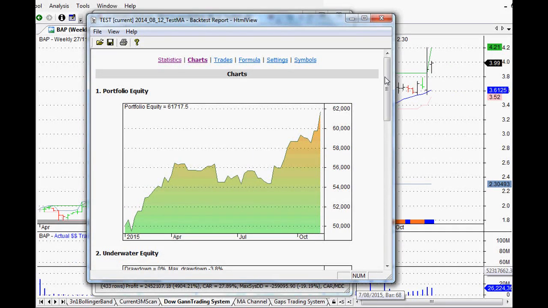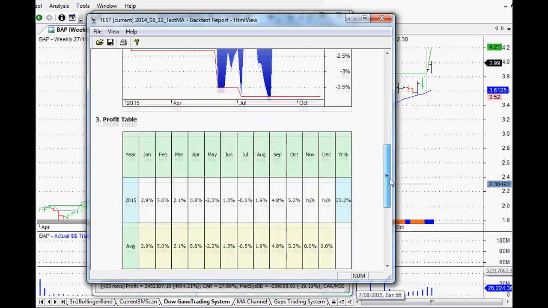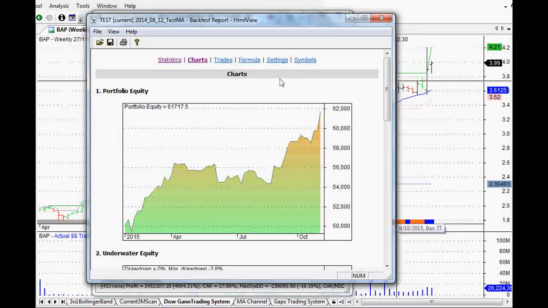In other words, you don't want a higher drawdown. So this is the equity curve for the Dow trend and Gann trend trading system, starting with 50,000, ending with about 61, 62 at the moment. And there's your drawdown of about 3.5%, which is lovely. That's quite nice. So yeah, those are the results.